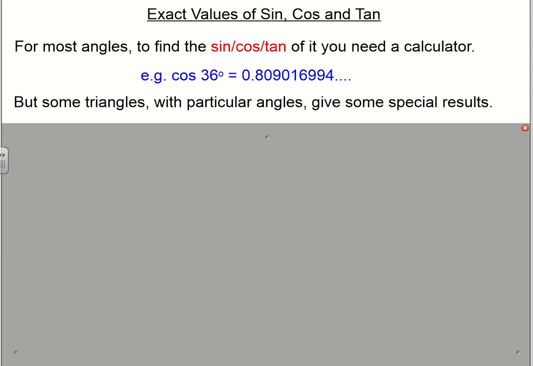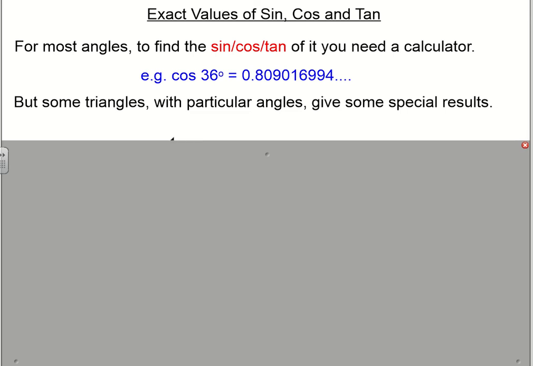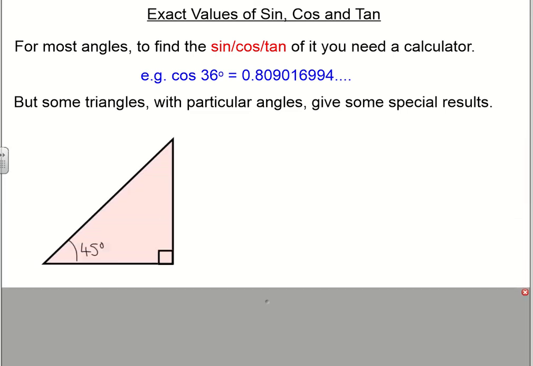But for certain triangles, and the first one I'm going to show you is a 45-degree triangle, you get some special results. The trick with these is knowing what the lengths of the sides are, and these are standard proofs and you need to learn these triangles. You're going to need them in your exam.